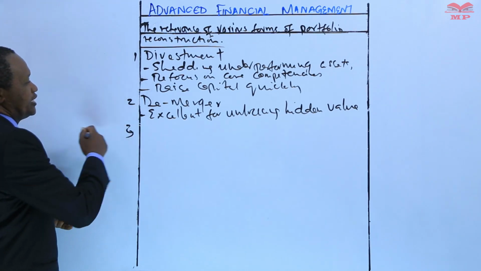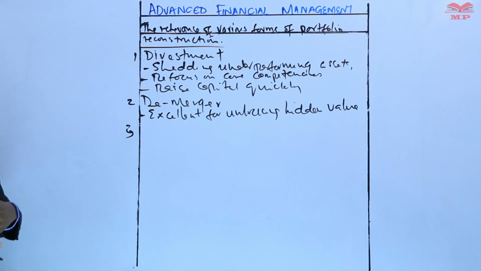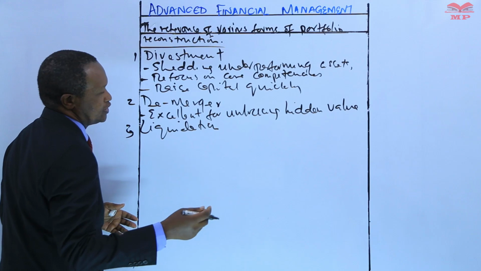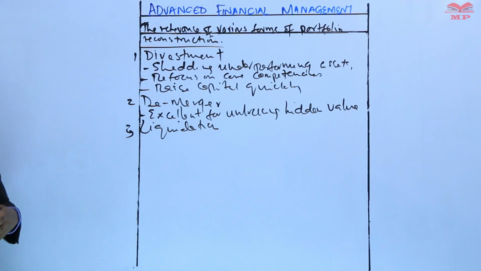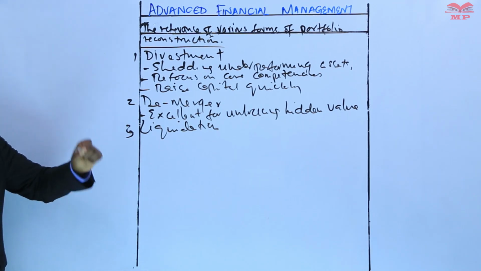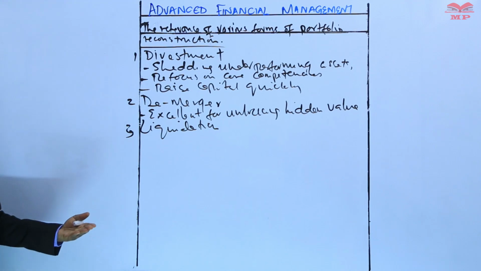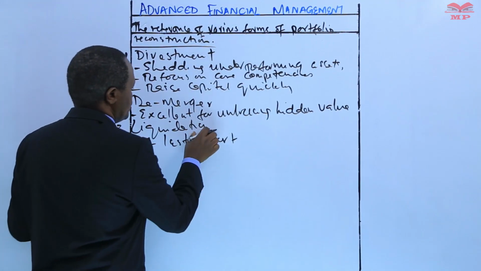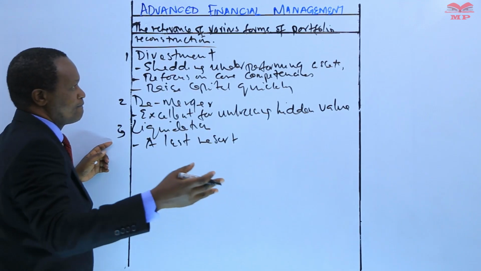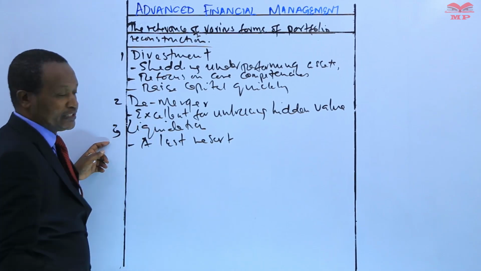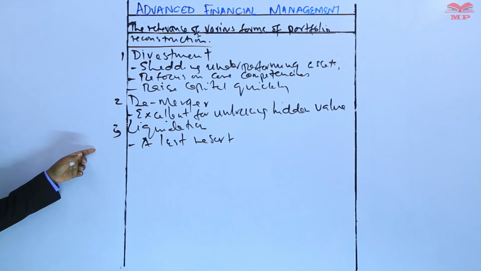The third form of portfolio reconstruction is liquidation. What is the relevance of liquidation? We all know that liquidation is the last resort. It is a last resort that is used to recover some value from insolvent companies that can no longer operate. All right? It is used as a last resort because to liquidate is to sell off company assets, then the proceeds are used to pay creditors. So that is the relevance of liquidation.